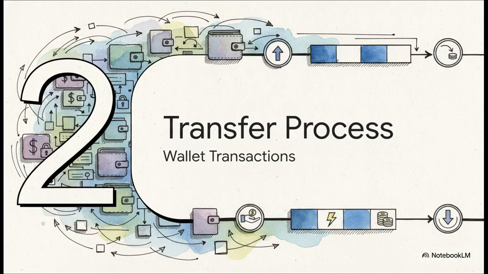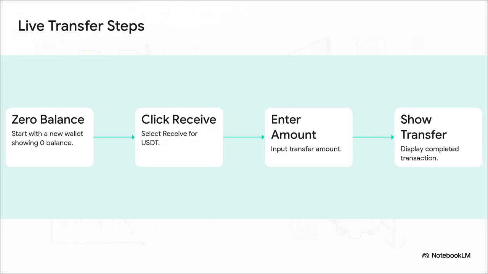Moving right along to Section 2, the transfer process and wallet transactions. Now, we can map out his seemingly chaotic live transfer into a really logical 4-step sequence. Step 1 is absolutely critical to his whole argument. He explicitly says he has to start with a fresh wallet showing a strict zero balance. Why? Well, because as he argues, if there were already funds in there, viewers would naturally accuse him of mixing real money with fake money.